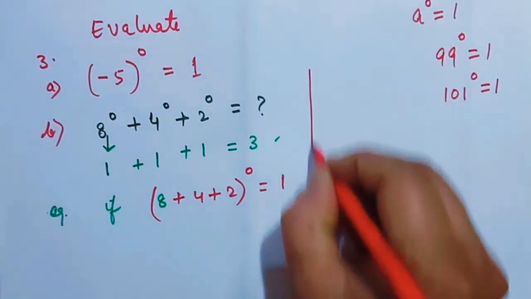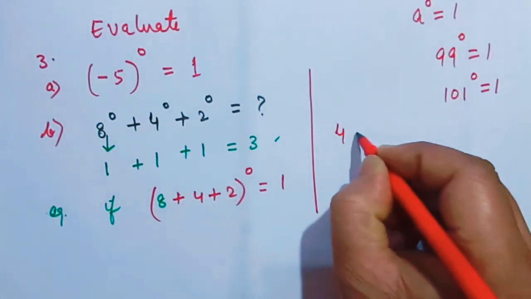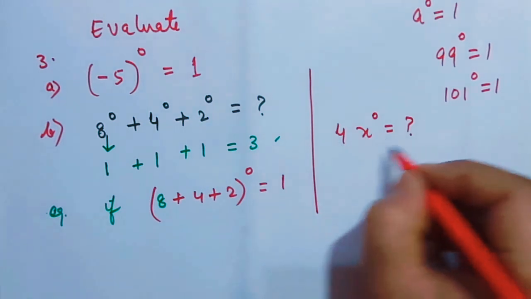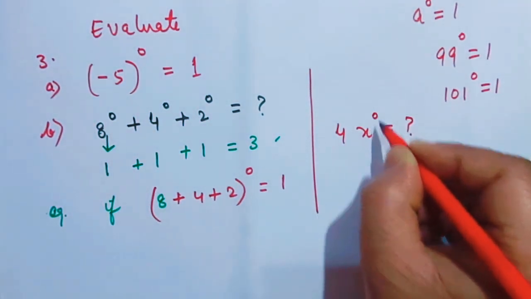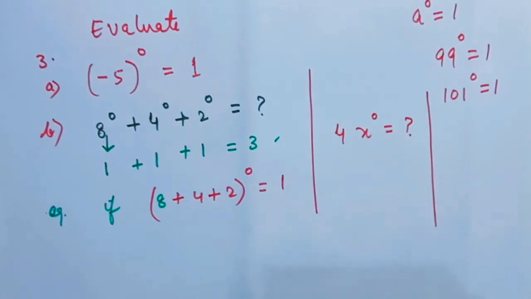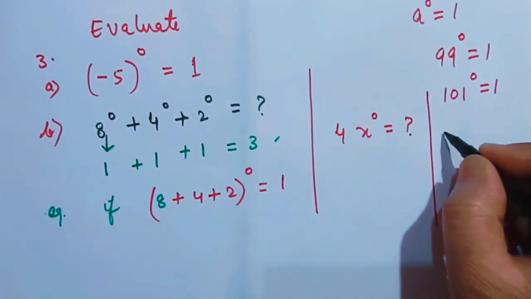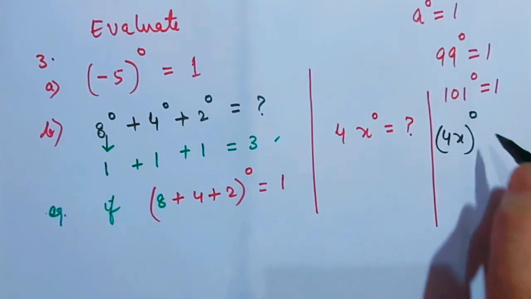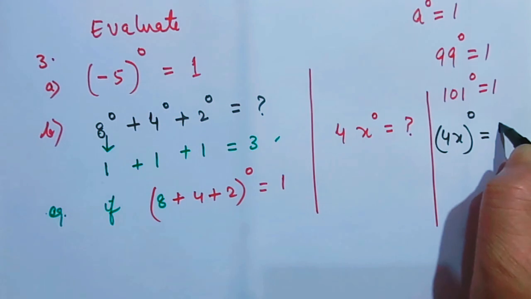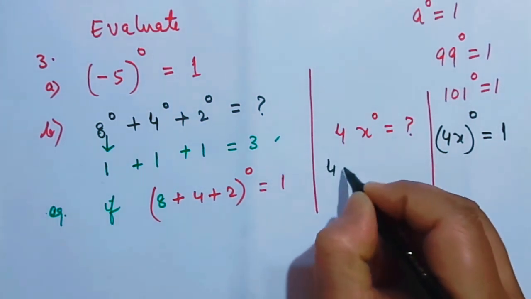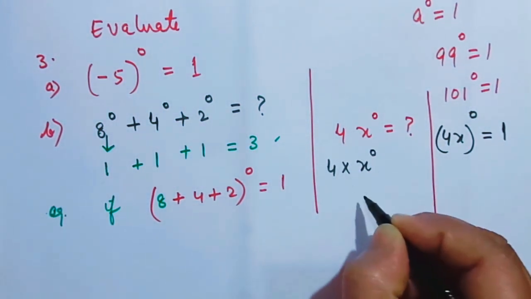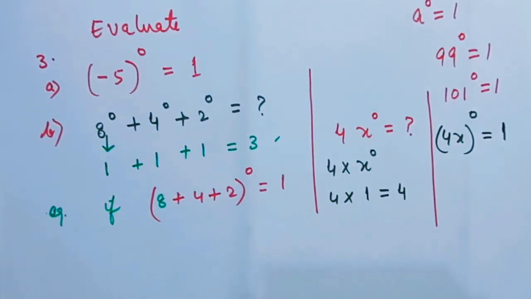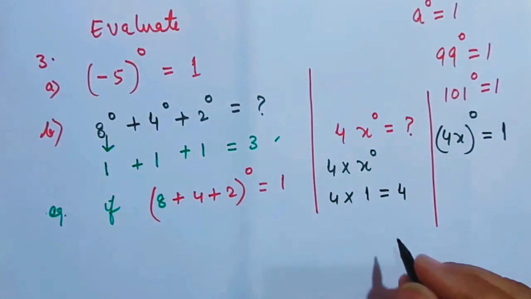Now one most important thing over here is 4x to the power 0 is equal to how much? Here 4x is not raised to the power 0. You have not been given 4x whole to the power 0. If 4x whole to the power 0 had been given, you would have written the value as 1. But here you have 4 times x to the power 0. This means 4 times 1 is equal to 4 only. That is why this is very, very important.